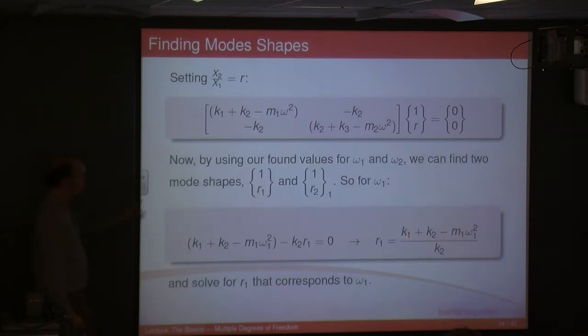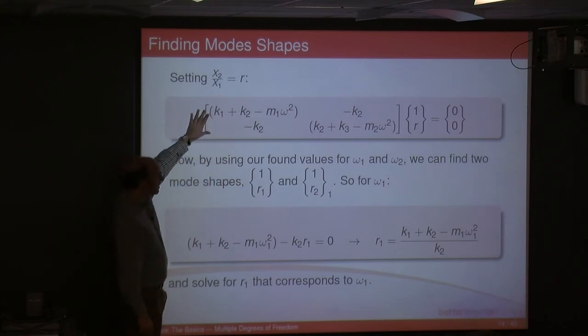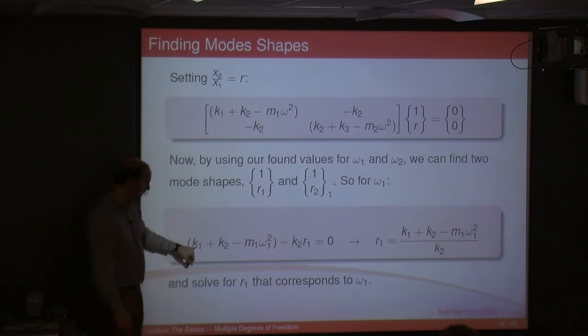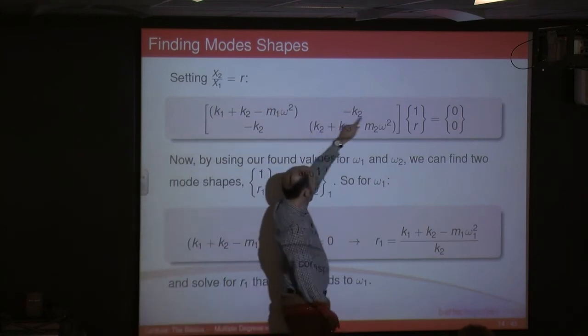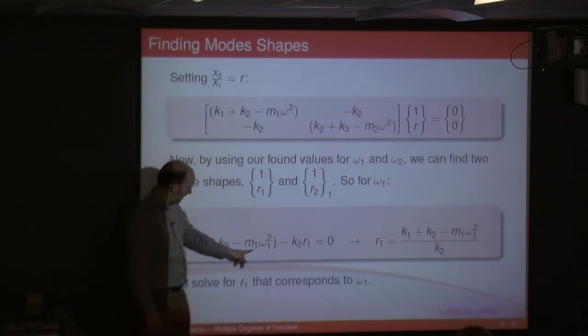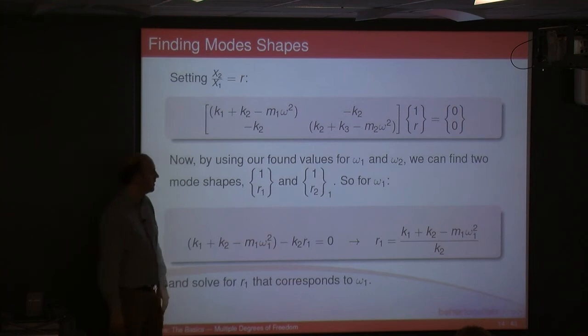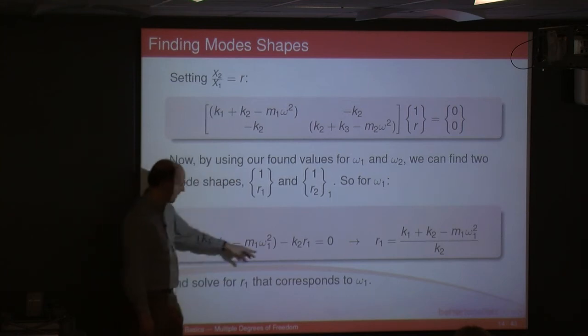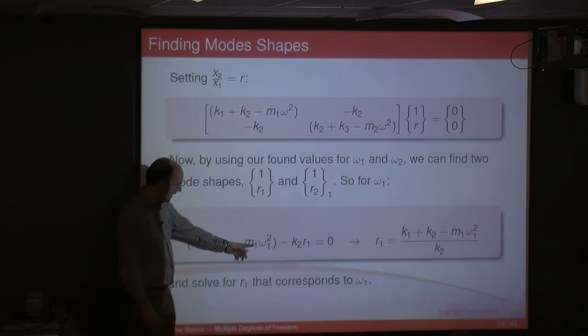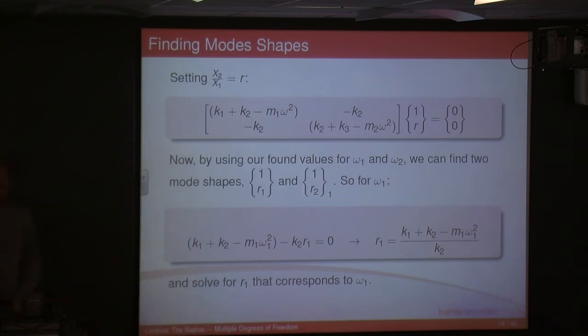So by using our found values for omega 1 and omega 2, we can insert them into this equation and solve for r, and we find 2 mode shapes, 1 and r1, and 1 and r2. For the first mode shape, we stick omega 1 into here. You can take the first line of the equation, so it's this term multiplied by 1 minus this term multiplied by r, so we end up with this term plus this term equals 0, because that's on the other side. You can rearrange, solving for r1, and you find that r1 is k1 plus k2 minus m1 omega squared, so it's this term, divided by k2. So that solves for r1.